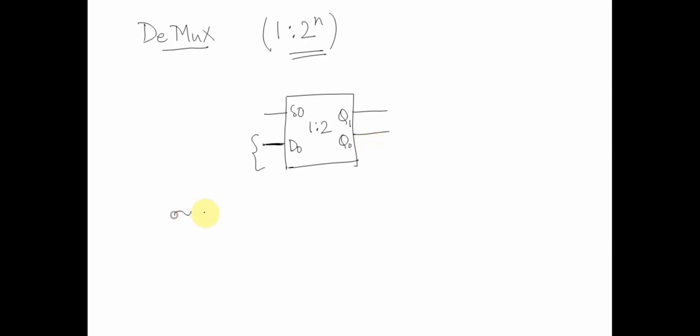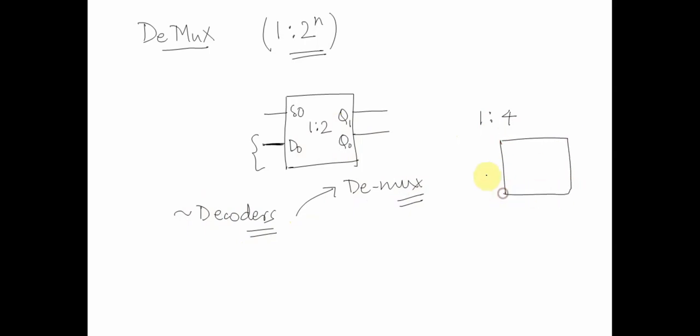This is similar to what we saw earlier in the case of decoders. So what we can say is a decoder with an enable input can function like a demultiplexer. This is one of the examples. Similarly, like we have a 1:2 demux, we can have a 1:4 demux as well. In a 1:4 demux, we will have one input, two select lines, and then four outputs, similar to what a decoder does.